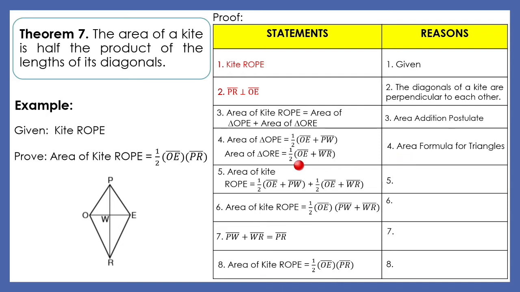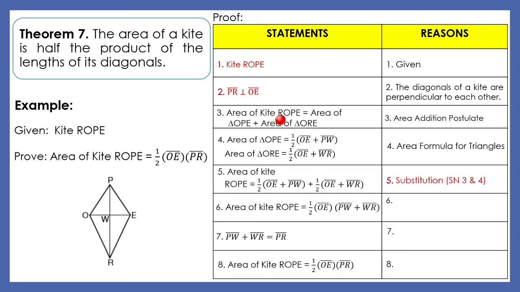For number 5, ang area ng kite ROPE is equal to 1/2 times line segment OE plus line segment PW plus 1/2 times the sum of line segment OE and line segment WR. So, ang ginawa natin is sinubstitute natin dito sa statement number 3.